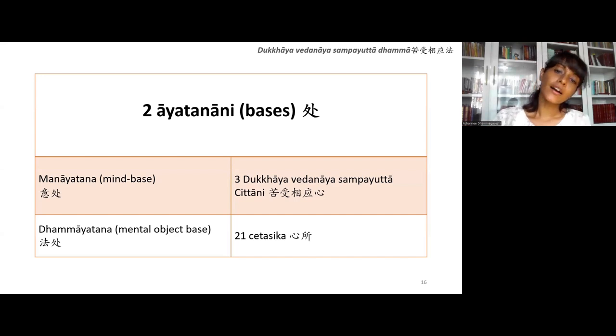We get 2 āyatana out of the 12 āyatana. The first 10 are Rupa āyatana. They contain matter only. Therefore, we don't get those 10. So we are left with only manāyatana and dhammayatana. So the 3 Dukkhāya, Vedanāya, Chitta are classified under manāyatana, and the 21 Chetasika are classified under dhammayatana.